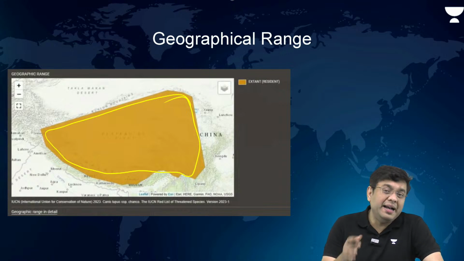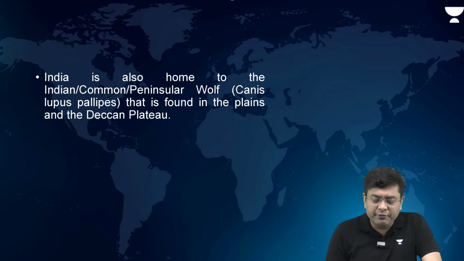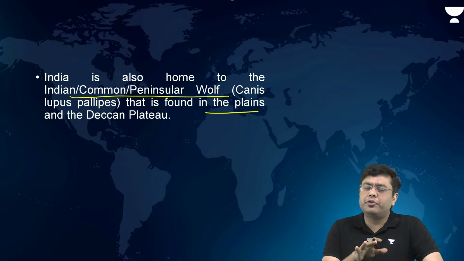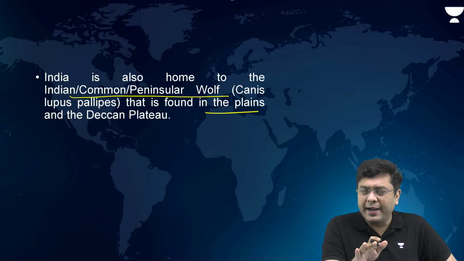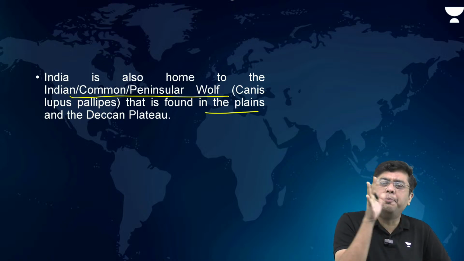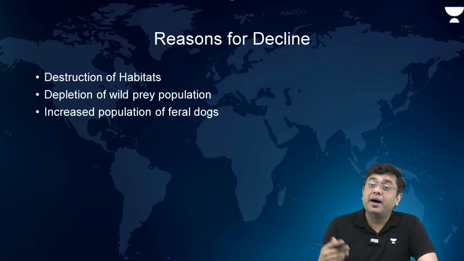Okay? But in India, you have other varieties of wolf as well. The common variety of Indian wolf that you see, the Indian or common or peninsular wolf, is also found in the central parts of India, the Deccan Plateau, and the southern part of India. The Himalayan wolf is different. It is slightly brighter in terms of its appearance as well. Now, why is it under decline?